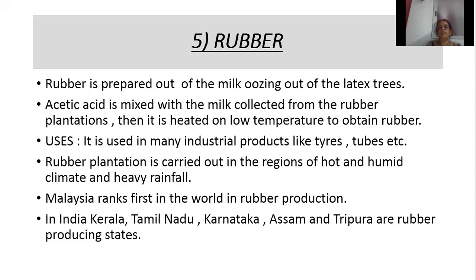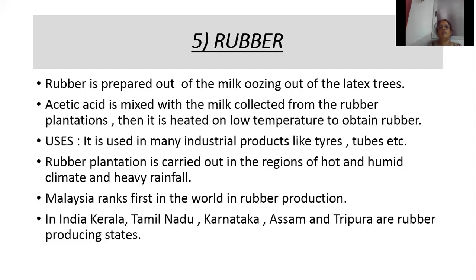And what are the favorable conditions? Hot and humid climate and heavy rainfall. Which country ranks first in the world in rubber production? Malaysia. Which states produce rubber in India? Kerala, Tamil Nadu, Karnataka, Assam, and Tripura.